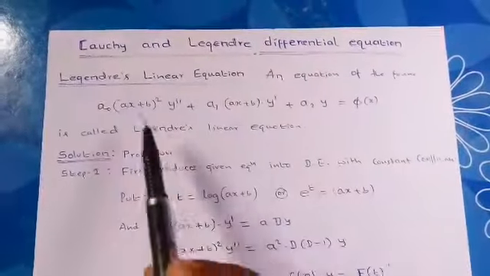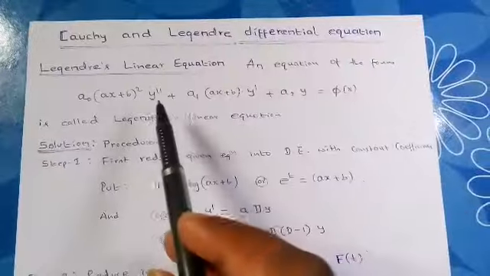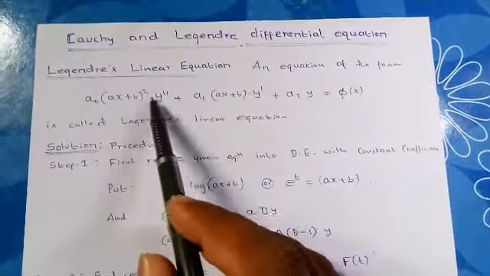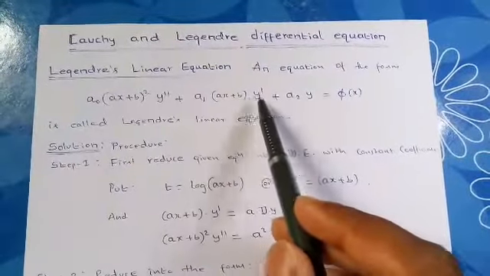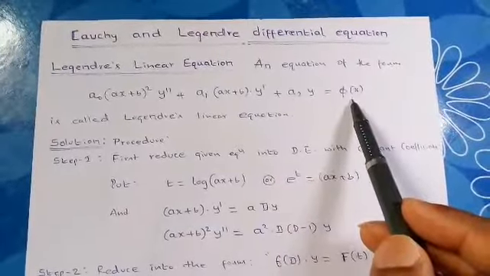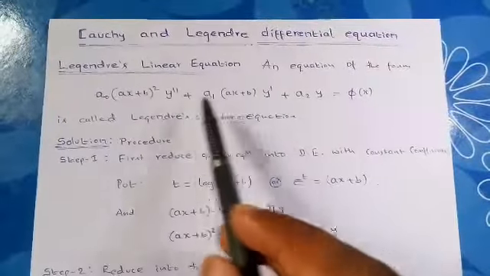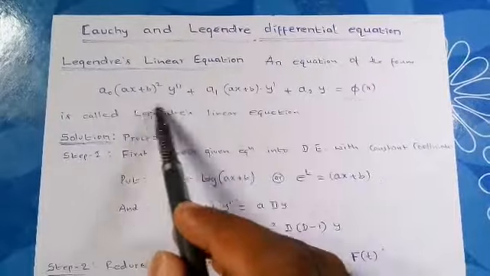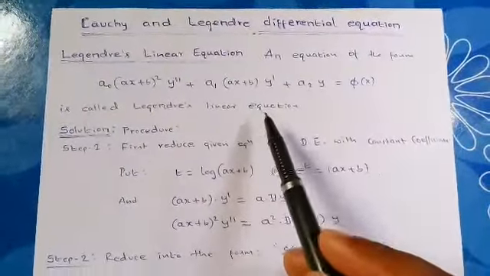Next, Legendre linear differential equation. The Legendre equation is given in the form a0 (ax+b)^2 y'' + a1 (ax+b) y' + a2 y = phi(x). Here observe that y' is multiplied by the term (ax+b), and y'' is multiplied by (ax+b) whole square. This equation is called Legendre linear differential equation.